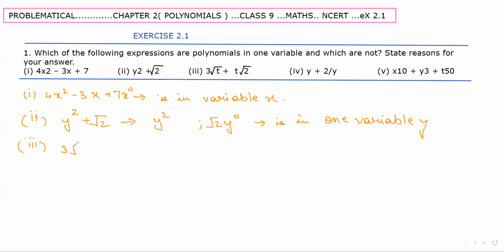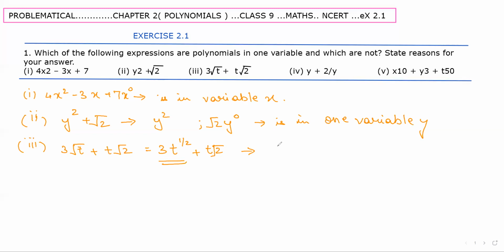Third, 3 root t plus t root 2. Now they've asked which of the following expressions are polynomials in one variable. That means apart from judging whether they are in a single variable or not, you also have to state whether they are polynomials or not. As you can see, this can be written as 3 into t to the power 1 by 2 plus t into 2 to the power 1 by 2, but we'll leave it as root 2. The power of t in the first term is 1 by 2. Now, the power of t should not be anything but a whole number.